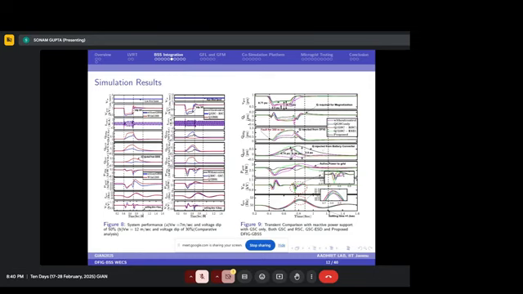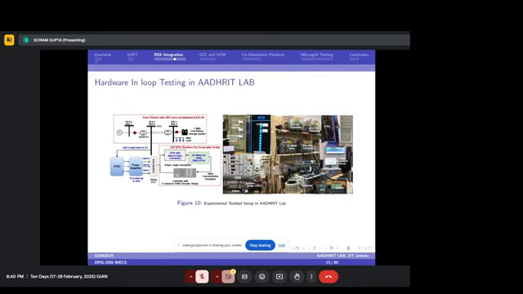the existing one. So the next is the validation of this control strategy with hardware in loop testing within the Adrit lab. As we can see here, this one is the lab facility we have in the Adrit lab. So this is the RTDS, which is connected to the power amplifier, or we'll first explain through this schematic representation how we have performed this hardware in loop testing.